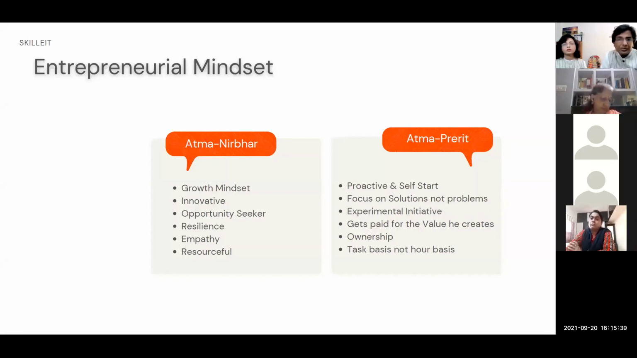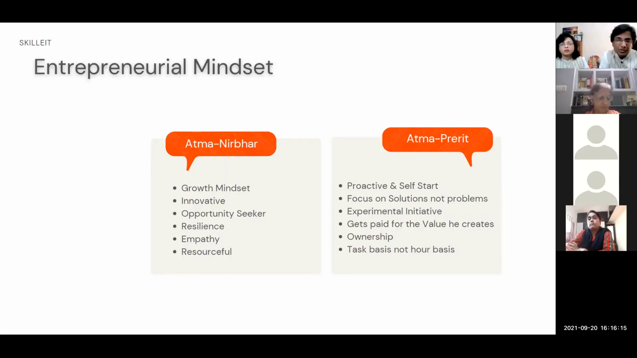Second part is Atmaprerit, which is to keep motivating yourself. So you have to be proactive, definitely. In your school, you can see who are the students who are proactive. So that is one key element they already have, which is linked to their entrepreneurial mindset. They are self-starters. They're focusing on the solution, not on the problem. You see a lot of students who come with a solution rather than a problem. But in general, we always come with a problem thinking a teacher or a principal should solve it. But we have to turn around that mindset, that a student can and should solve their problem.